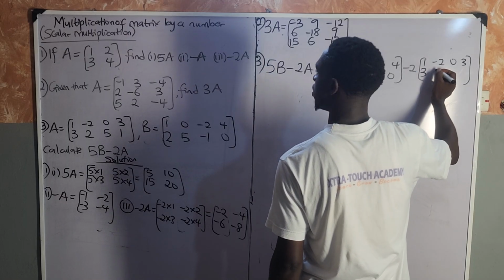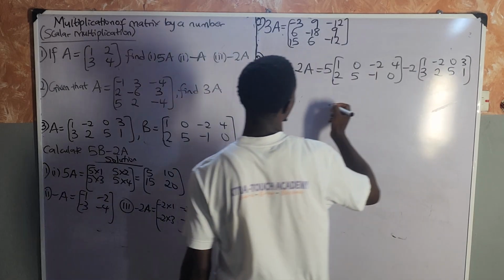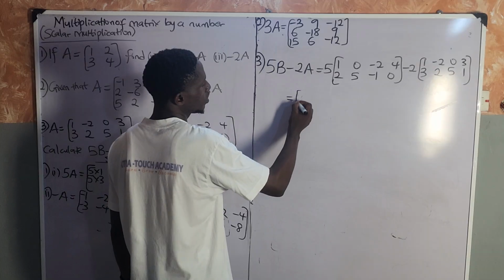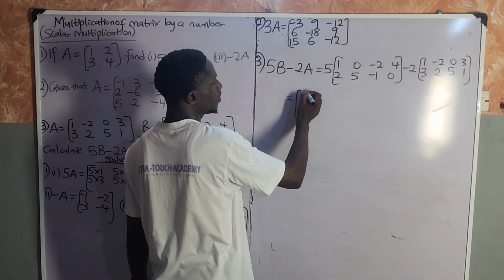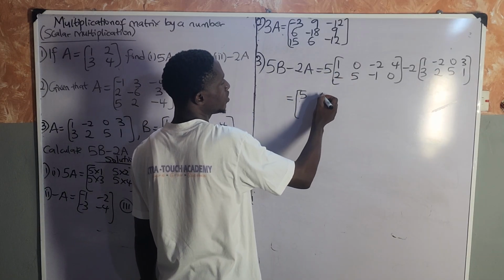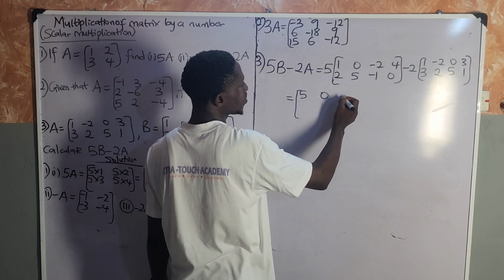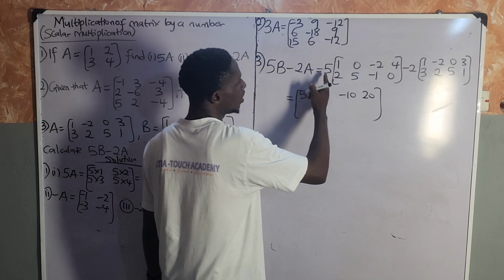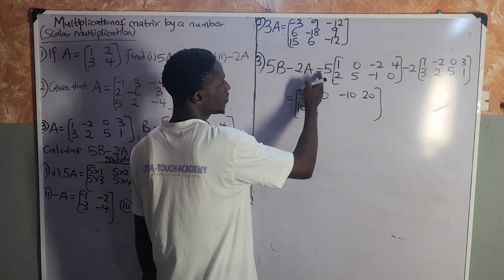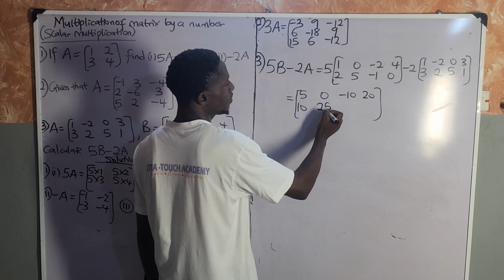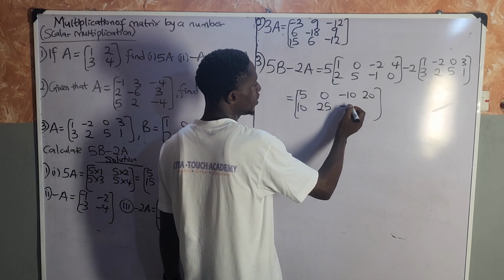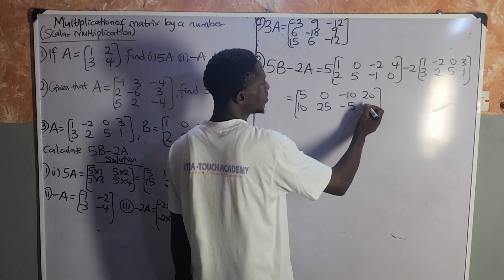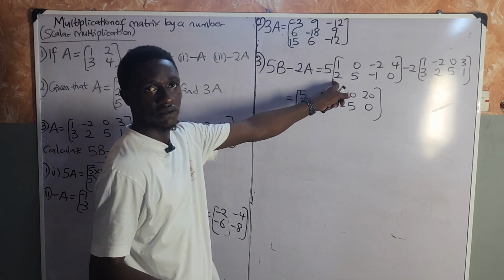then 3, 2, 5, 1, is equal to 5 times 1, 5. 5 times 0, 0. 5 times minus 2, minus 10. 5 times 4, 20. 5 times 2, 10. 5 times 5, 25. 5 times minus 1, minus 5. 5 times 0, 0. We are done with this.